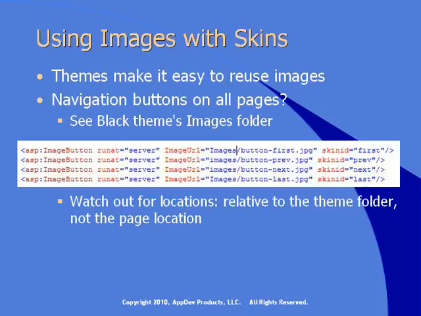Now, you do need to watch out for locations. They're relative to the theme folder, not the page location. So when you specify the image URL, remember that you're specifying an address that's relative to the location of the theme, not of the page where you're using the theme. That makes sense once you think about it. ASP.NET automatically inserts the app_themes\theme name when it needs to render that image at runtime. Let's look at an example of using the black theme to see how this works out.